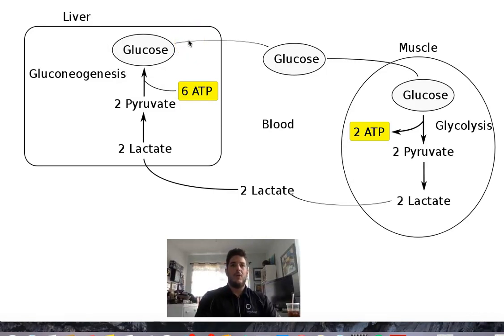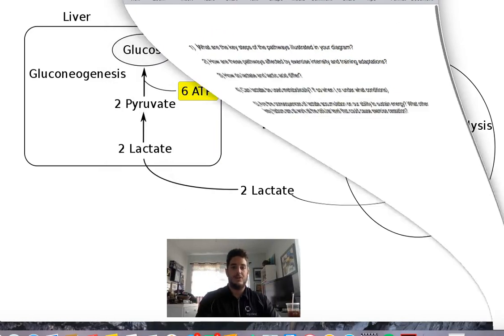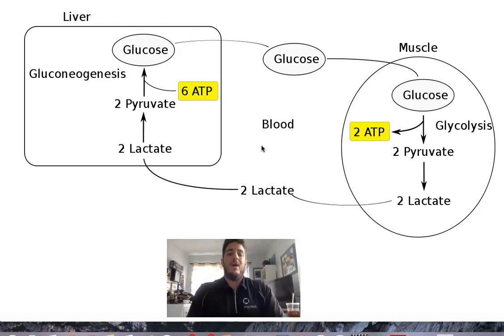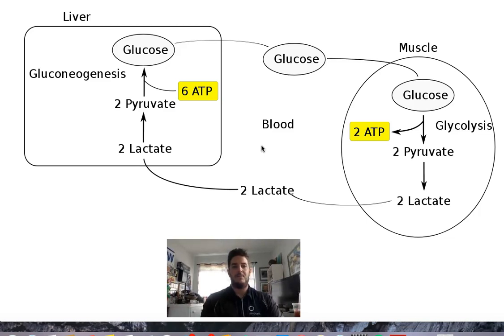Next, we're going to go over the metabolic question: can lactate be used metabolically? If so, under what conditions? When oxygen supply is insufficient, typically during intense muscular activity, energy must be released through anaerobic metabolism. Lactic acid fermentation converts pyruvate to lactate by lactate dehydrogenase.